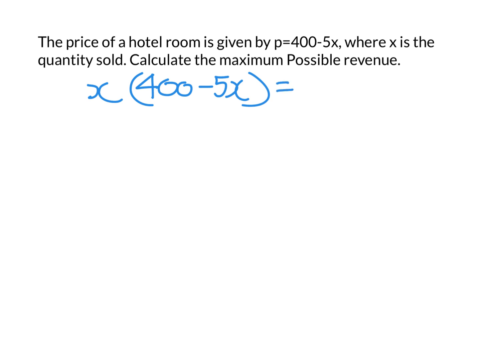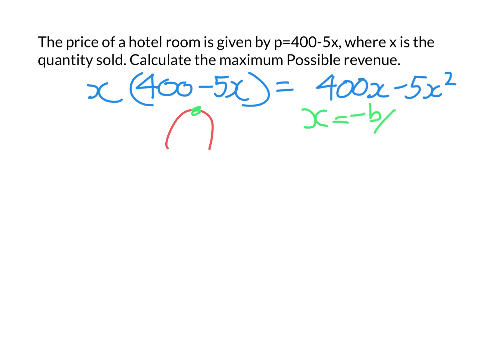To do that, I'm going to need to expand. So I get 400x minus 5x squared. Okay, if you were to graph y equals 400x minus 5x squared, it would be a frowny-faced parabola. We're looking for this maximum value that it can take. There are two ways you can do this. You can either use completing the square or x equals minus b over 2a. I think that way is easier, so I'll show you that way here.